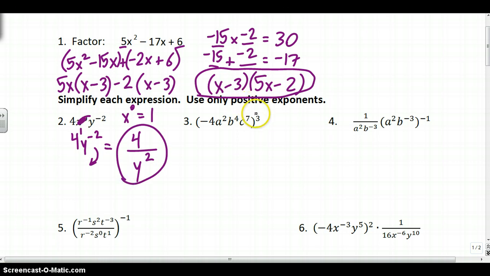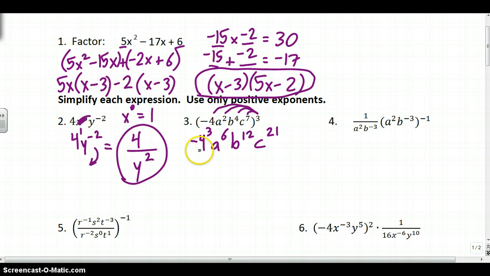Number 3, the properties of exponents tell us that we can distribute any power that's on the outside to everything on the inside. So technically, you have negative 4 to the third. You have a to the what power? Here you multiply these two powers together. 2 times 3 is 6. B to the 4 times 3 is 12. C to the 7 times 3 is 21.